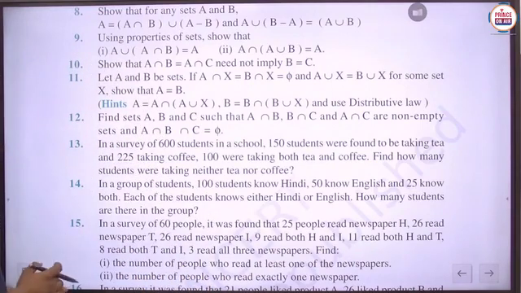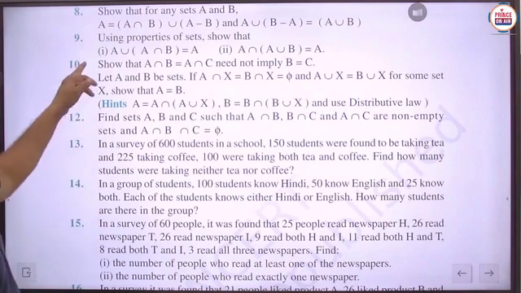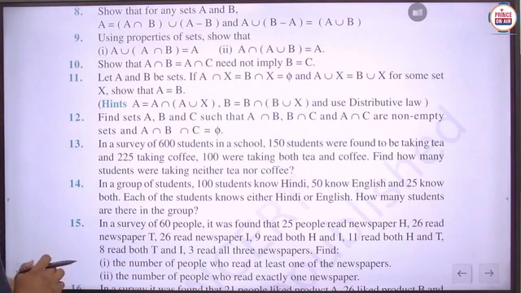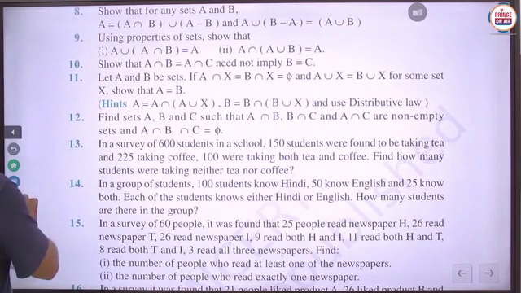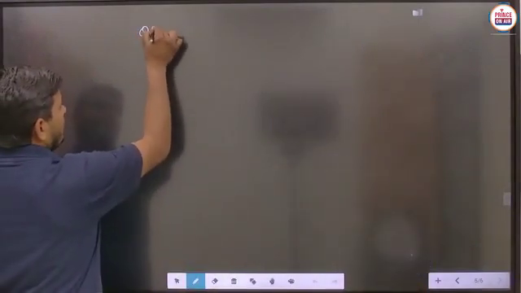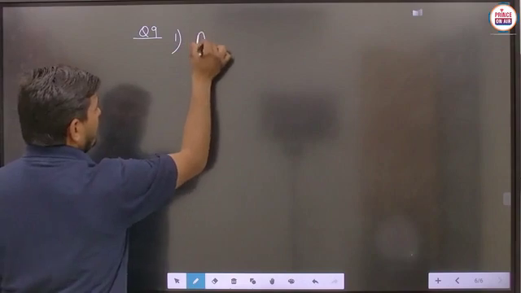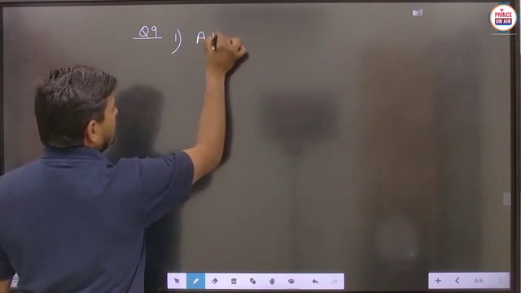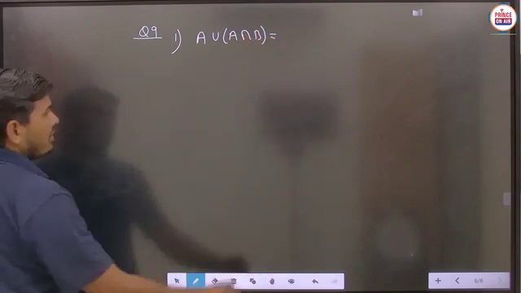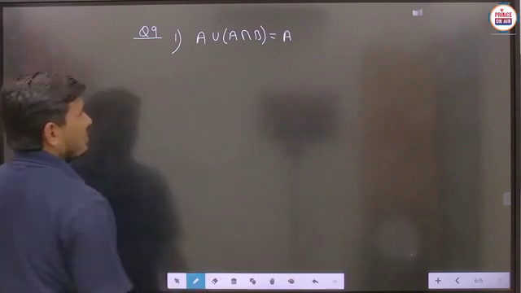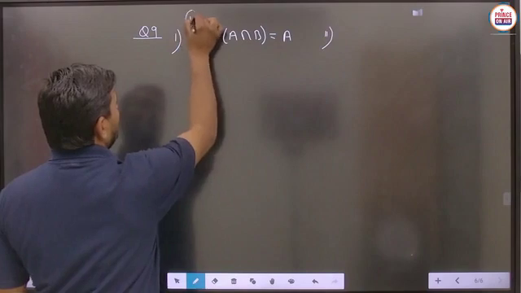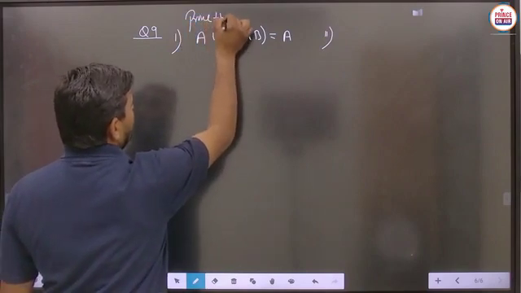So again, there are two parts of question number 9. In this question number 9, we will take the very first part, A union A intersection B is equal to A. Is it to be clear? So we will take the very first part of question number 9. In the very first part, we have to prove that A union A intersection B is A. Is it to be clear? And in the second part, we have to prove these things. So we will write here prove that.